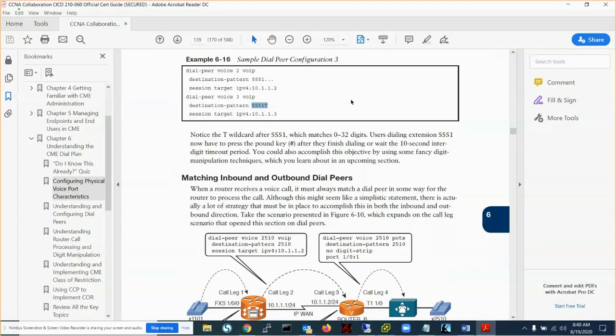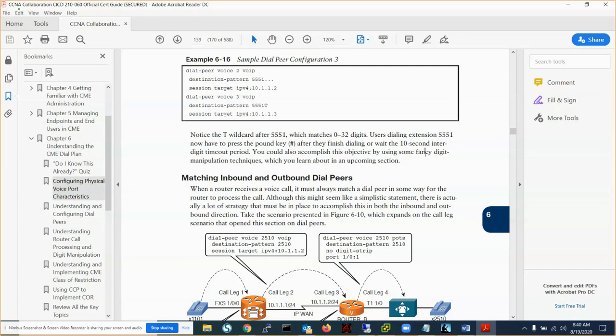Yeah. But remember, it's about the timeout. 10 seconds. I was wondering if it's 10 to 15, but they're saying here it's 10 seconds. So if you press nothing else for 10 seconds, then it will ring the 5551. If you want to go on and press 555 1234, it will take it now, because remember, it will wait for the other digits.